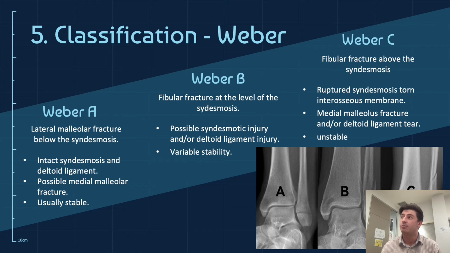and they're usually stable. Weber B is a fibular fracture at the level of the syndesmosis, possible syndesmotic injury and deltoid ligament and variable stability depending on the actual fracture itself. And then C is above the syndesmosis. So that usually results in a ruptured syndesmosis and torn interosseous membrane, and can involve a medial malleolar fracture or deltoid ligament tear, and quite generally they're an unstable fracture.